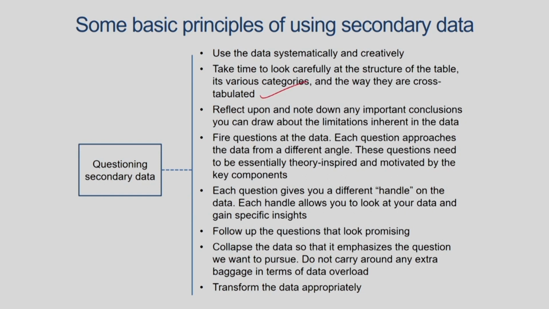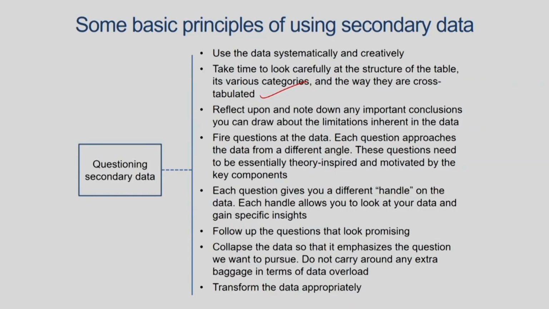This is something which researchers usually downplay the importance of. When we take time to look carefully at the structure of the table, like in the case of the Tanzanian peasants example that we saw on land category, land size and family size, if we look very closely at the structure of the table and its various categories and the way they are cross tabulated, that will also give us a sense of how we want to interpret our data and whether we want to question the secondary data that we are using. We must also reflect upon and note down any important conclusions that we are drawing about the limitations inherent in the data.